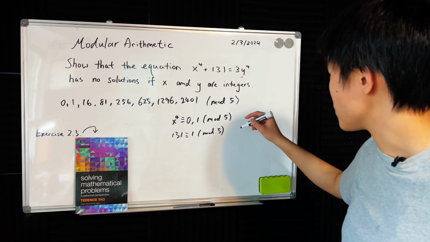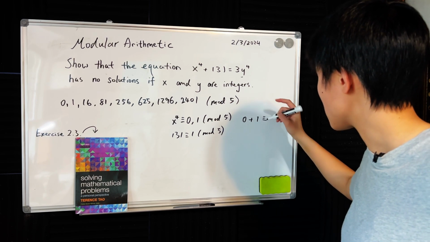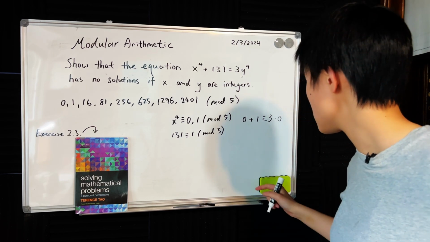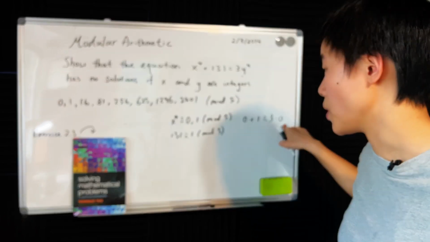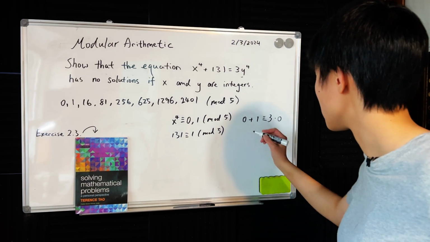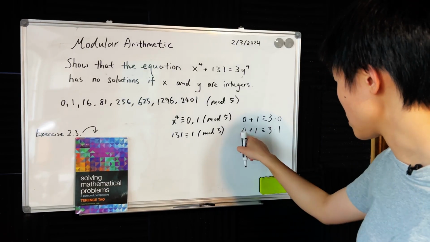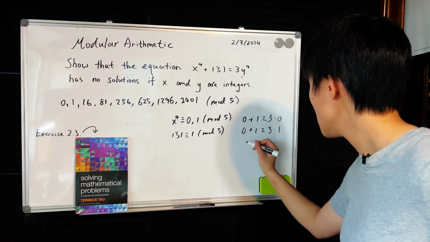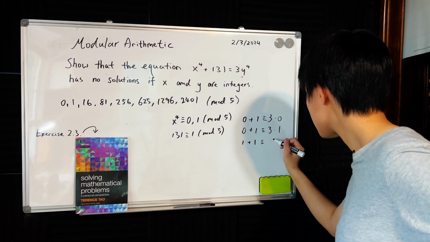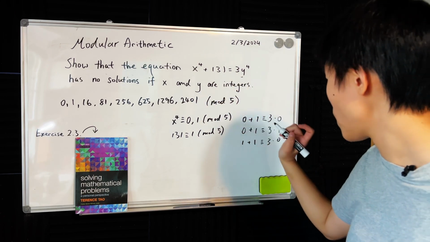For example, when x equals 0, plus 1 equals 3 times, let's see, 0. So this is the situation when both x and y equal 0 in modulo 5. And now we go to when x equals 0 and y equals 1. And now x equals 1 and y equals 0. And now x equals 1 and y equals 1.